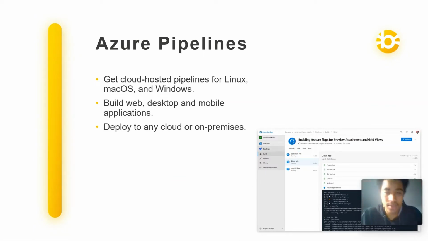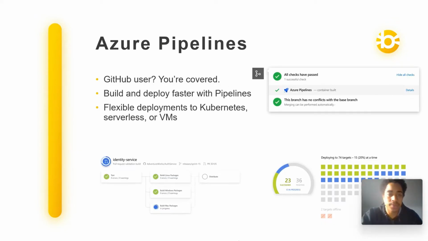So Azure Pipelines, you have a couple of different options here. You can get cloud hosted pipelines for your Linux, macOS or Windows applications. You're not only limited to Windows. There you can build also your web applications, desktop and mobile applications. So you have a lot of options there, and you do not only need to use the cloud environments, you can also connect your own servers, so you can do an on-premise setup as well. So if you want to keep your data enclosed in your own environments, you also have that option, of course.